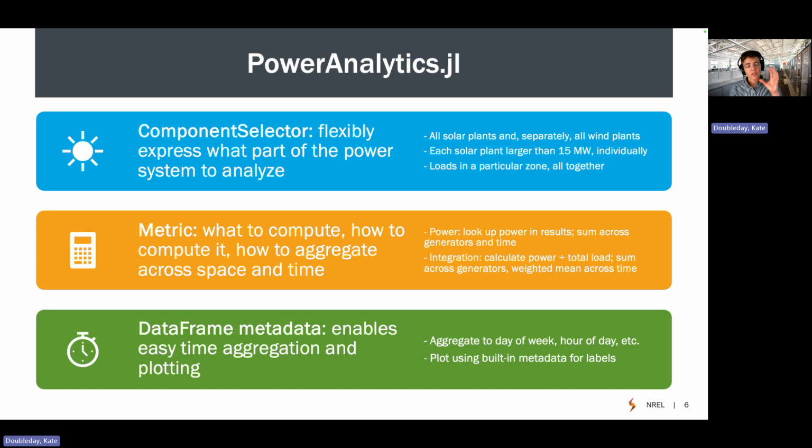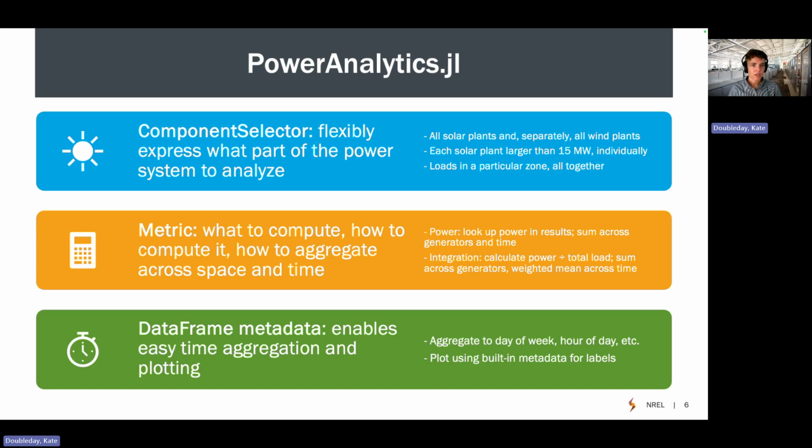Once you have defined a component selector of what you want to grab, the next thing is to select a metric. So that's what you want to compute on those components and how you want to compute it and aggregate it across space and time. So some examples would be, I would like to look up the power output from all my generators, and I would like to get the sum across all generators for every time point in my simulation. Or I'd like to get the sum across all time for one generator, or I'd like to get the sum across both, the total geographic temporal aggregation.